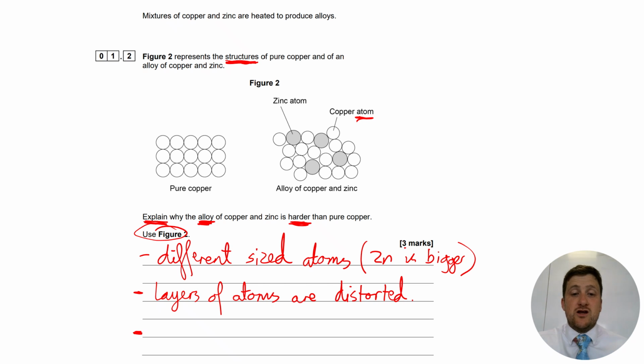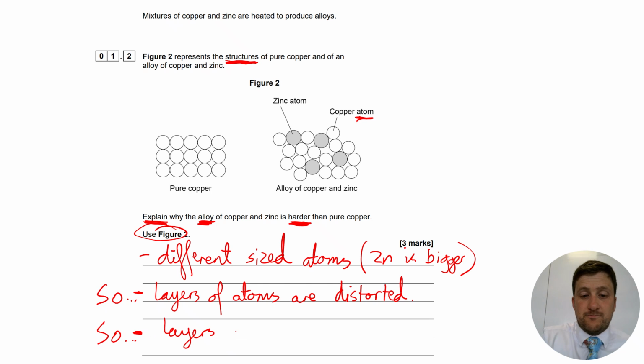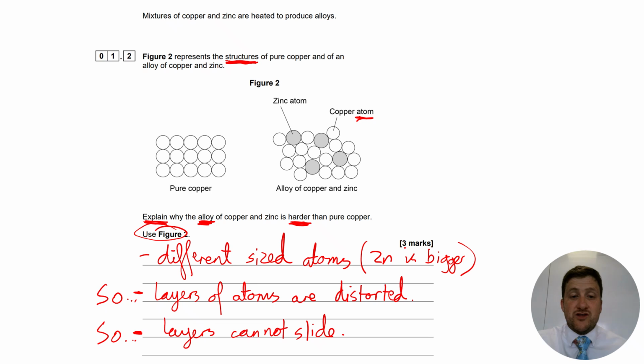Okay, so we've got different size atoms, and we can add sort of our explanatory words. So the layers of atoms are distorted, so the layers cannot slide. Okay, each bit of that is important. The 3 sort of bits I've done on lines, they're the science behind it. The explain is the so. It's you linking these together, not just writing 3 random sentences or bullet points. Okay.